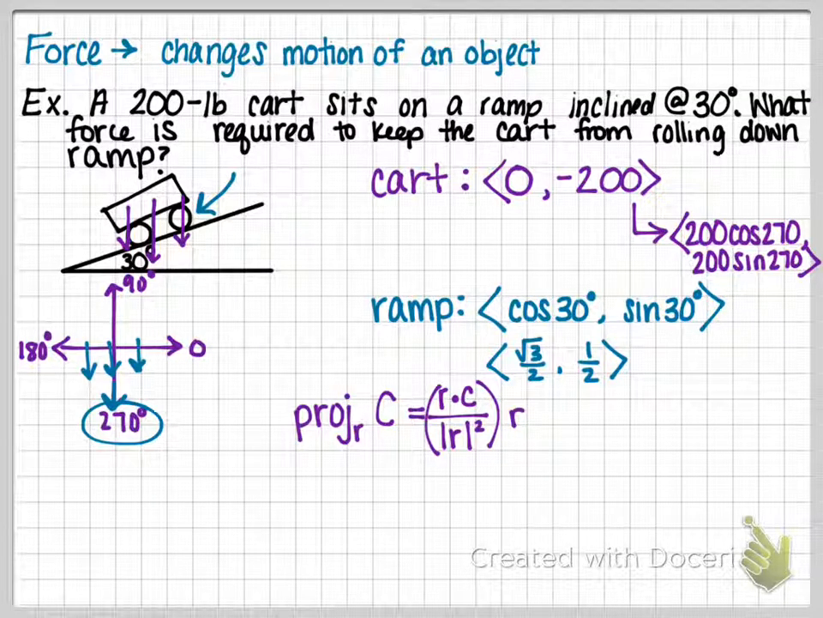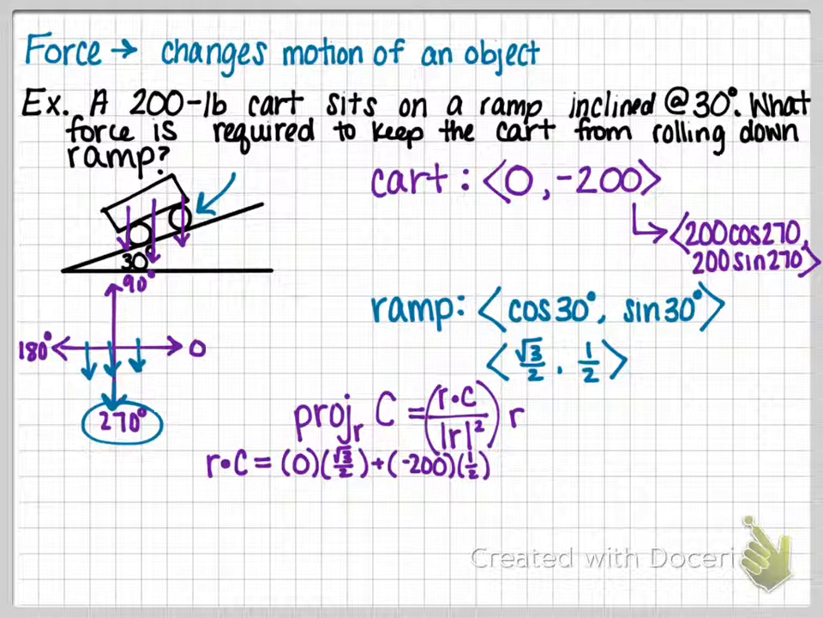So here's a few things we have to find. We have to find R dot C. So we have to dot my ramp and my cart vector together. So when I dot them, I'm going to end up with 0 times square root of 3 over 2 plus negative 200 times 1/2. So let's see, I got 0 plus negative 100 is negative 100 for that dot product.